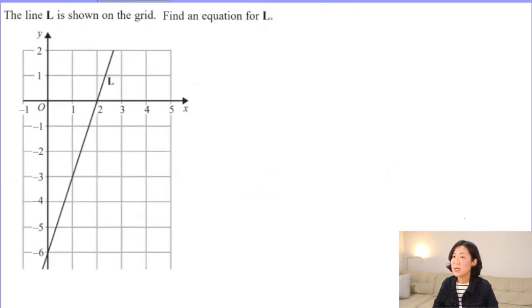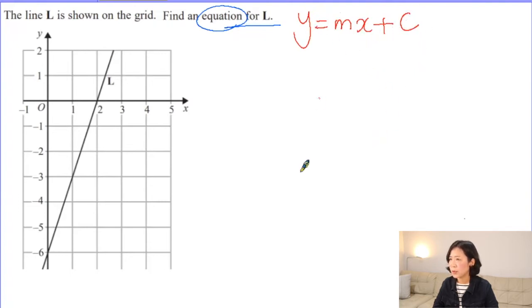The line L is shown on the grid. Find the equation. This one is looking at the line graph and then figuring out the equation. How shall we do this? First of all, always write down our standard form, that is y equals mx plus c. When you draw the graph, we always focus on the y-intercept, because we always begin with the y-intercept. We figure out the y-intercept, where the graph intersects the y-axis, and that is 6. So the y-intercept is 6.